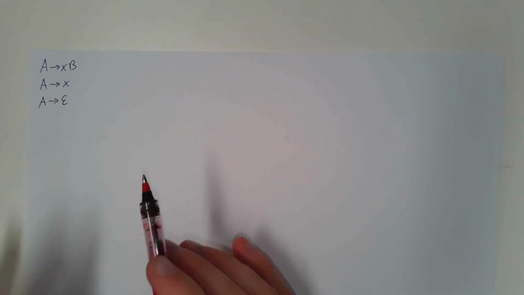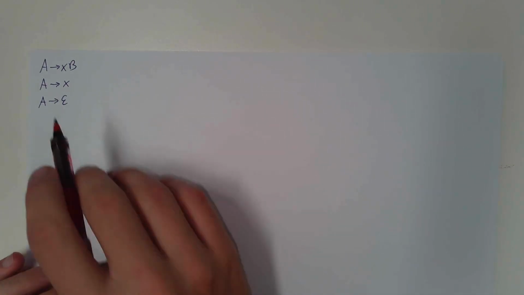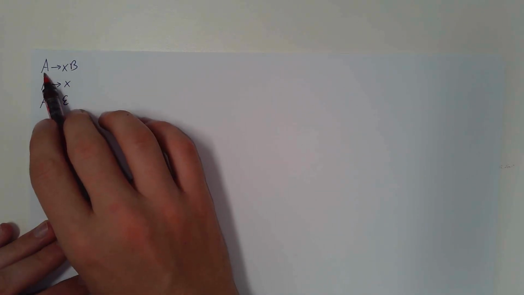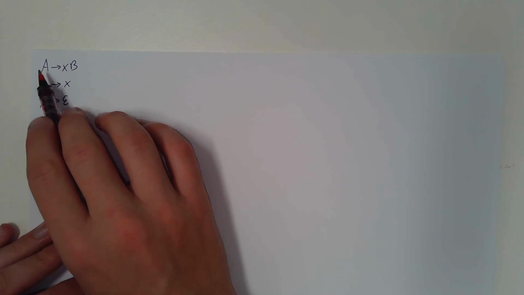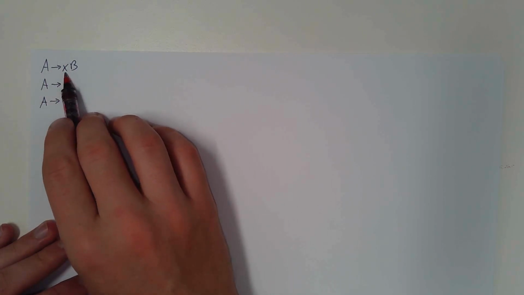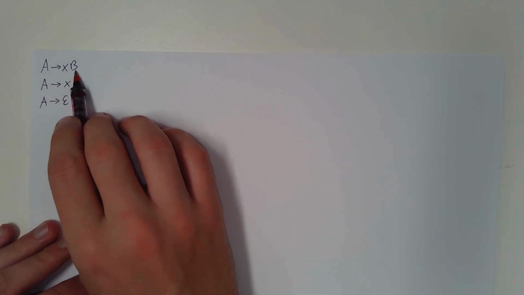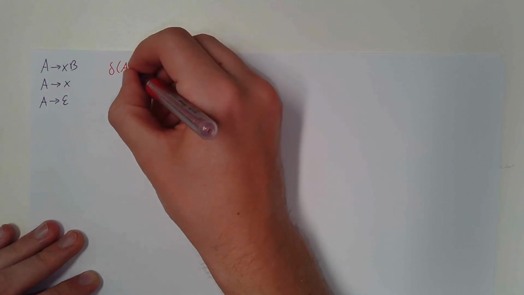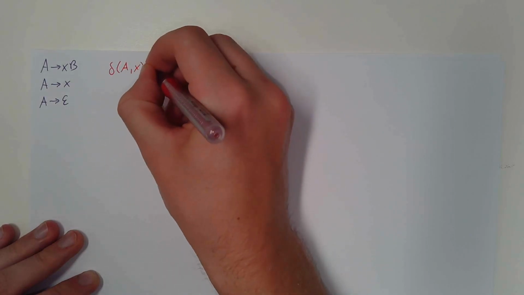So these are the only three production rules we've got, and let's describe how we can make an NFA out of them. The states of our NFA are going to be the non-terminals of the CFG, and the alphabet of the NFA is going to be the terminals of the CFG. If non-terminal A can be replaced with X and then another non-terminal B, we define our transition function so that from state A, reading X, go to state B.